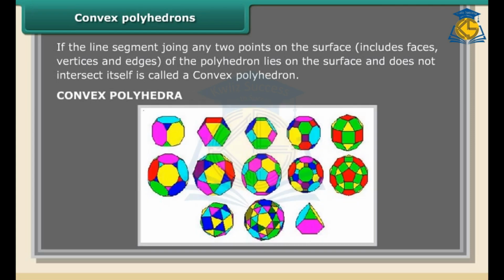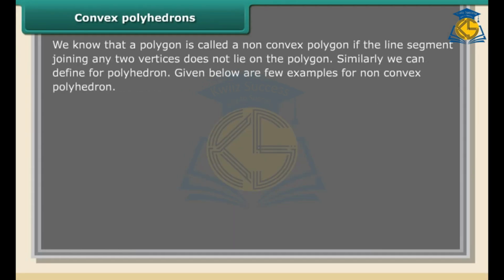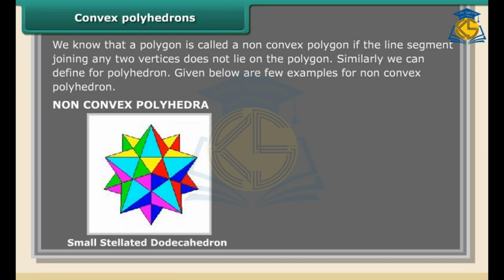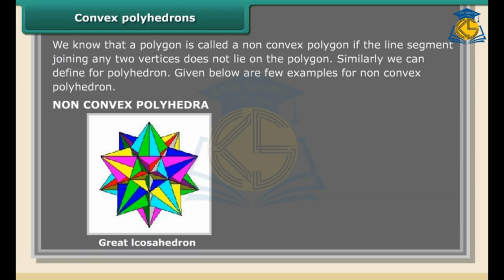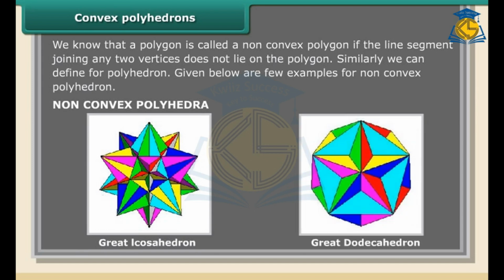Non-convex polyhedra: we know that a polygon is called a non-convex polygon if the line segment joining any 2 vertices does not lie on the polygon. Similarly, we can define a non-convex polyhedron. Given below are a few examples of non-convex polyhedra: small stellated dodecahedron, great stellated dodecahedron, great icosahedron, great dodecahedron.